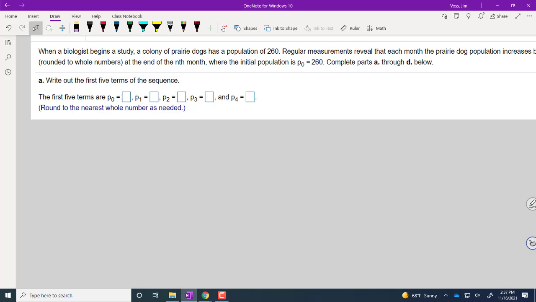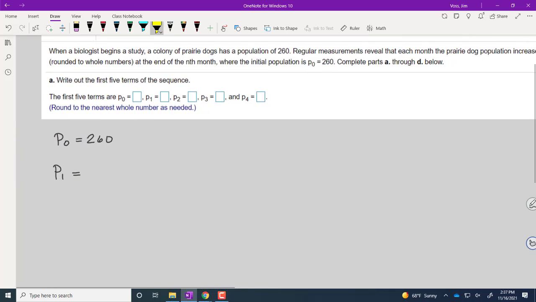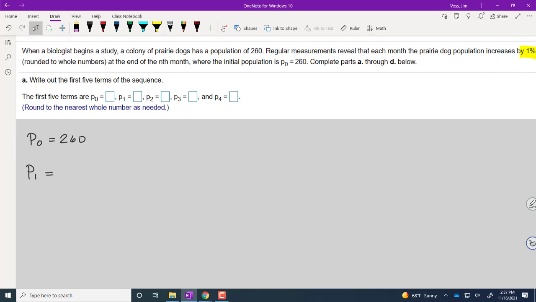So this says that we're dealing with prairie dogs. There's 260 of them, so P sub 0 is 260. And then it says that these prairie dogs are reproducing, believe it or not, on a monthly basis, 1%. So at the end of each month, there's 1% more than you started the month with. So we start with that, and then after a month, we're going to have the number that we started with plus a percent of what we started the month with.